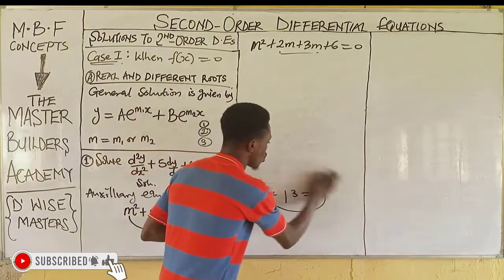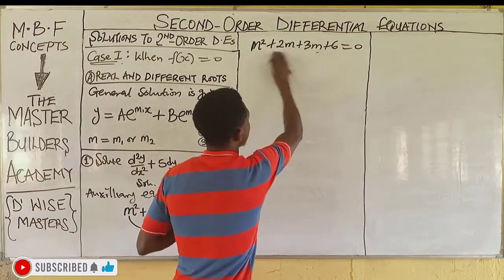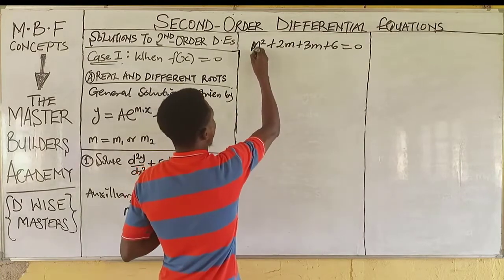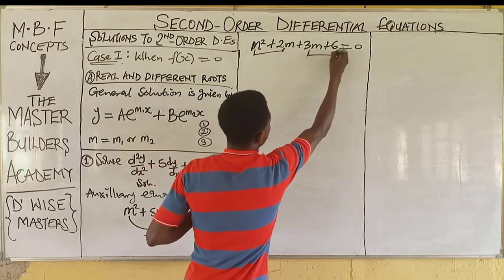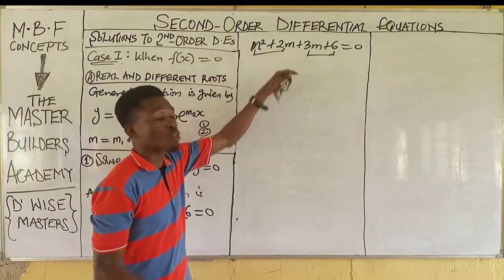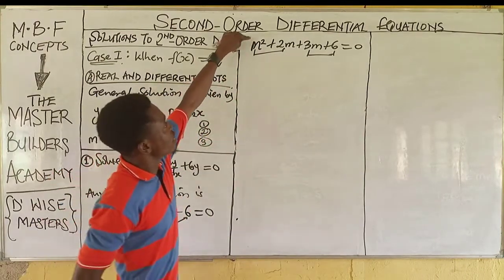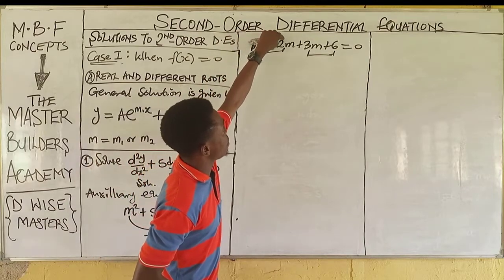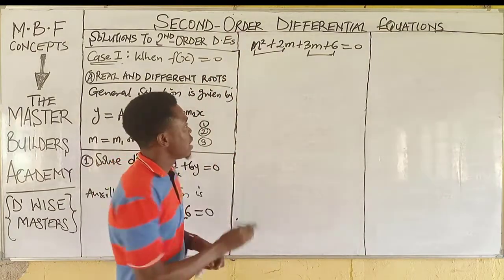Now that we have been able to do this, the next thing we do is to group these terms 2 by 2. Group the first 2 terms and group the last 2 terms. Between the first 2 terms, what is common? There is m here, and the second term is 2m. So it's only m that is common.